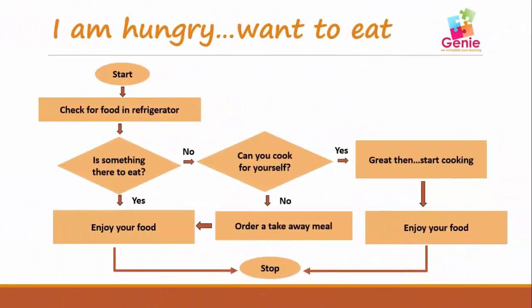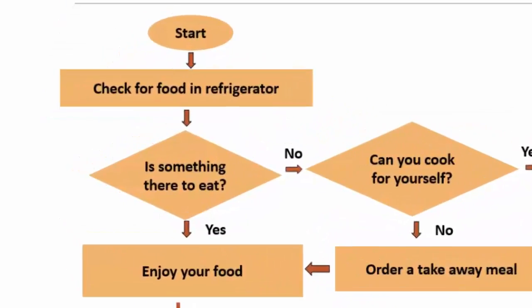Another one for you. Imagine your mom and dad are not at home and you are feeling hungry. Now how do you deal with your hunger? A good task to make a flowchart for. So we write the start in the oval box to start the flowchart. Then the next would be a process box. You check for food in the refrigerator and ask a question. Is there something to eat in the refrigerator?